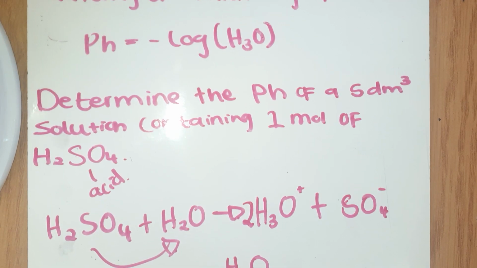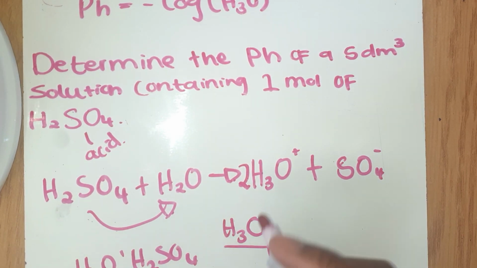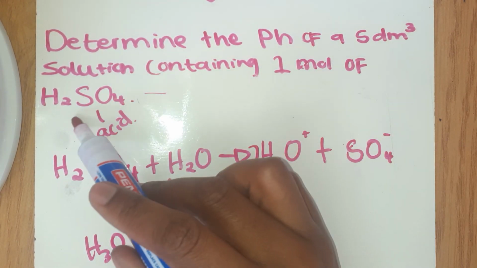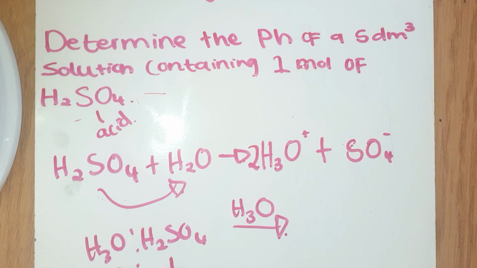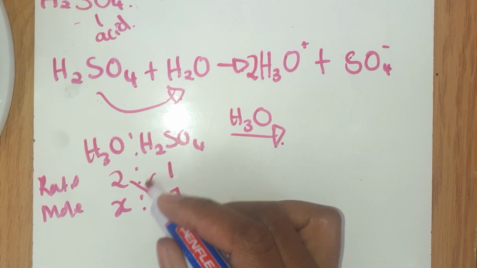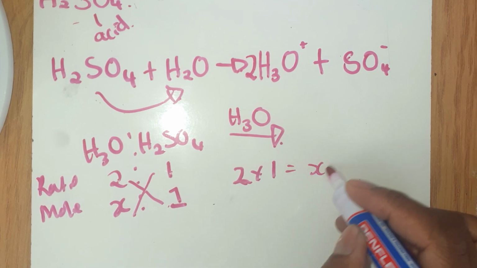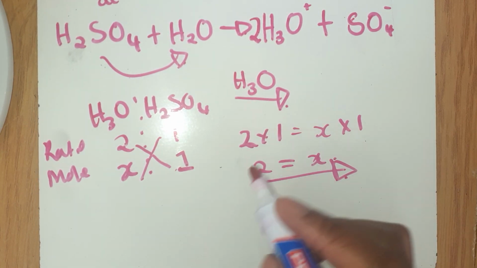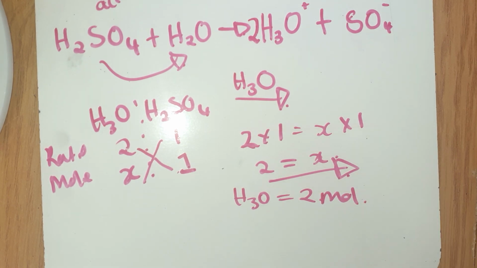So we're going to start by looking at the numbers before. Here we have 1, so that's 1, and this side we have 2, so that will be 2. And then for the moles, we got 1 as the mole of H2SO4, so we're going to have 1 for this, and this will be X. That's what we're trying to calculate. So now we cross multiply: 2 times 1 equals X times 1, that is 2 equals X. So the mole of H3O equals 2 mole.